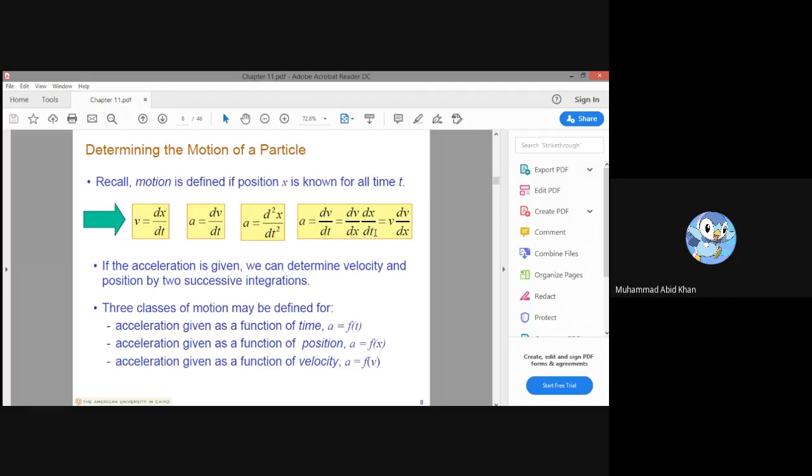Three classes of motion may be defined. Acceleration given as a function of time, a is equal to a function of t. Acceleration given as a function of position, a is equal to a function of x. And acceleration given as a function of velocity, a is equal to a function of v.